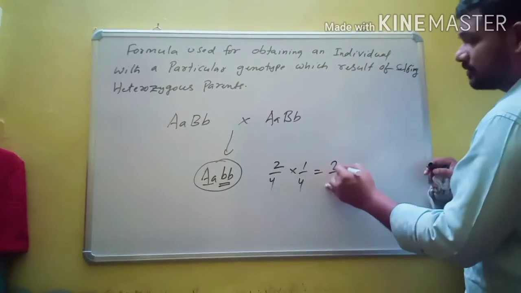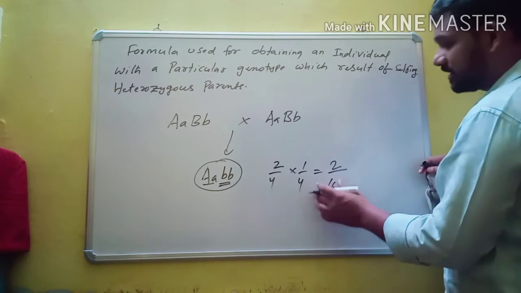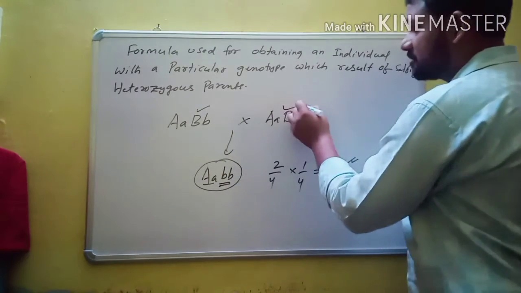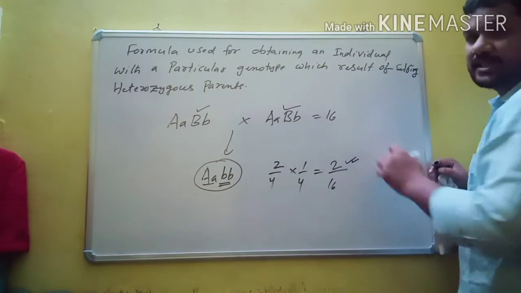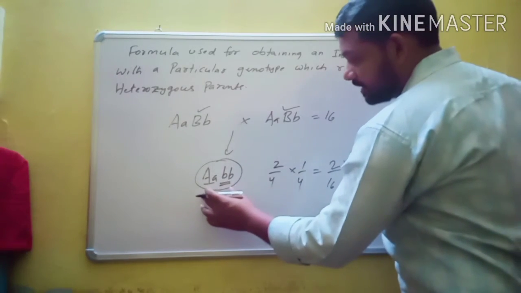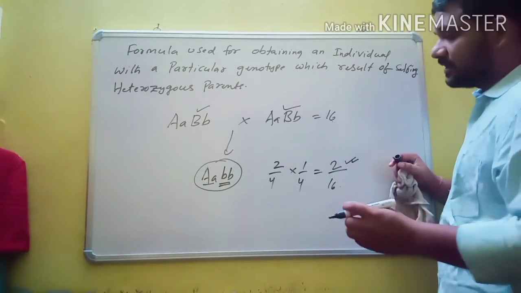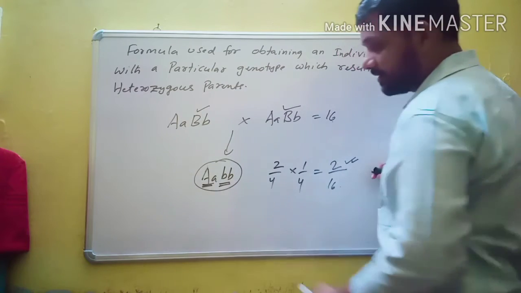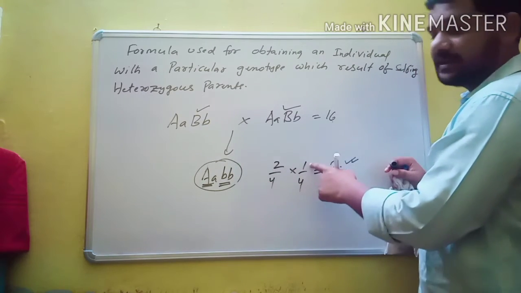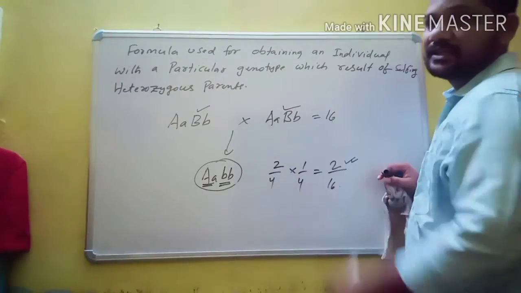So 2 multiplied by 1 is 2, and 4 fours are 16. So out of 16 progeny, 2 progeny will be like this. If this parent is crossed with this parent, then they produce a total of 16 offspring, and out of 16 offspring, 2 will have this particular genotype. We must remember the condition: when the heterozygous condition is there, we take 2/4; when the homozygous condition is there, we take 1/4. Both are multiplied, and then we get the result for that particular genotype of an individual.